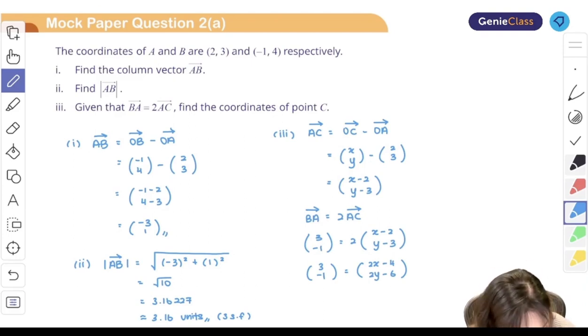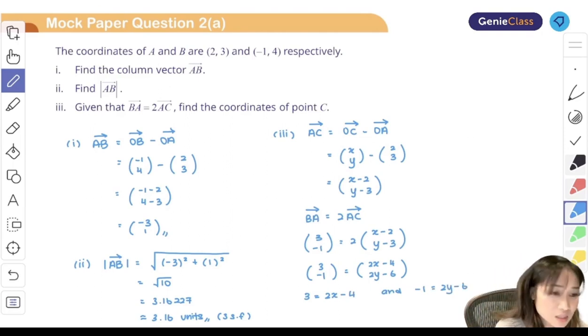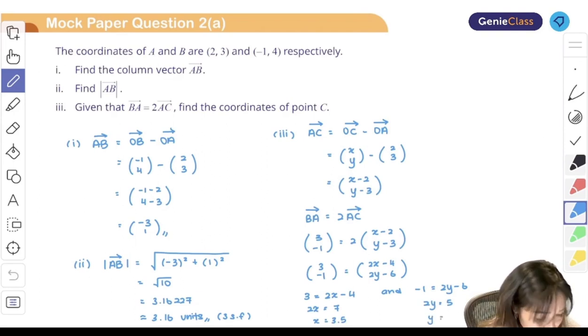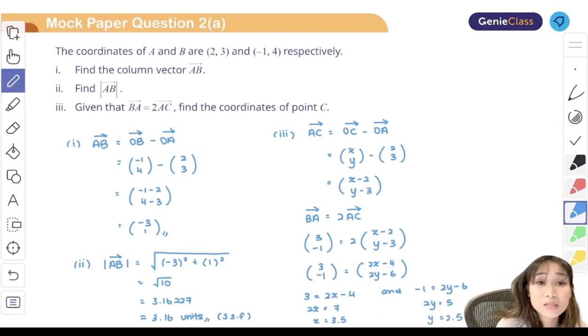Okay, to do equal vectors, we get 3 equals 2x minus 4, and negative 1 equals 2y minus 6. Okay, can you guys see? Okay, still can. Then 2x equals 7, x equals 3.5. Okay, 2y equals 5, and y equals 2.5. Can see?